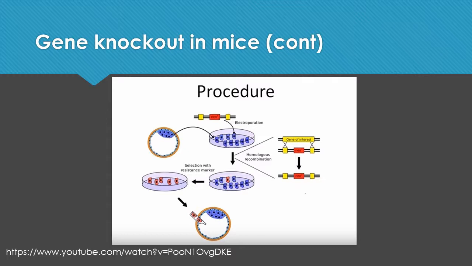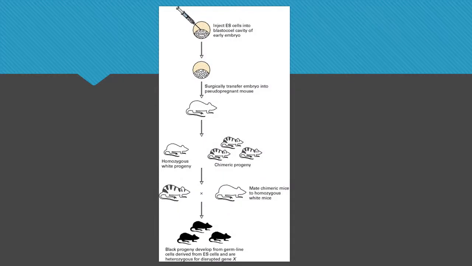Here is the link of a video showing you how the knockout mouse is produced. Okay, the method is not much different than the embryonic stem cell mediated gene transfer. It's just that the construct transgene will be different, okay? Where the gene of interest will be silent or knocked out for this model.